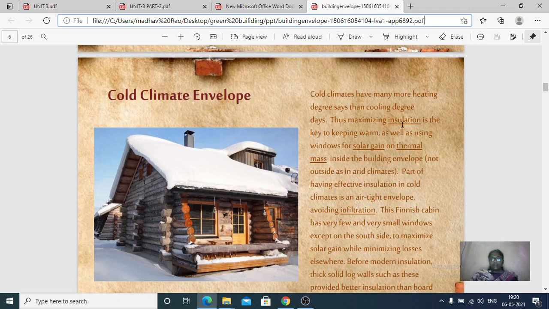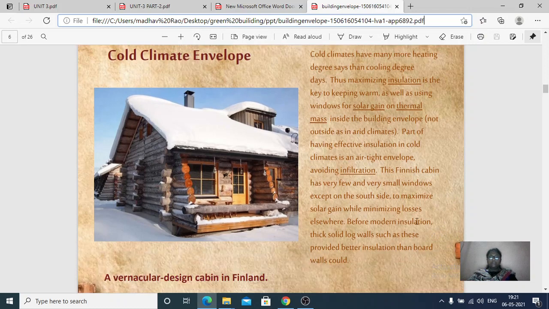Maximizing insulation is the key to keep warm, as well as using windows for solar gains. Here in the cold climate, we are using the solar gains on thermal mass inside the building envelope, not outside as in arid climates. In arid climates you will be having dry air, right? For that we will be using the outside to cool the air, and after cooling that will enter inside. So part of having effective insulation in cold climates is an airtight envelope, avoiding infiltrations.